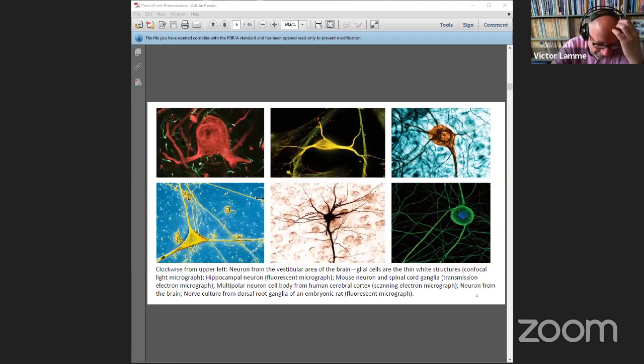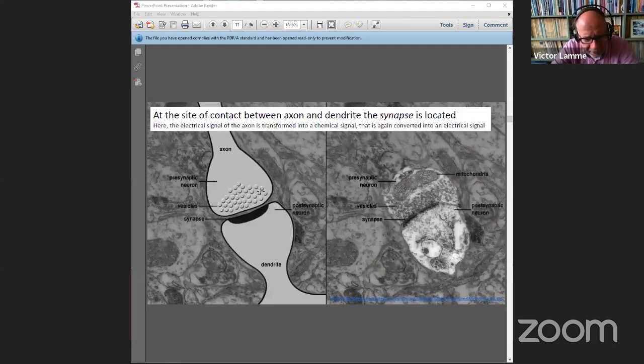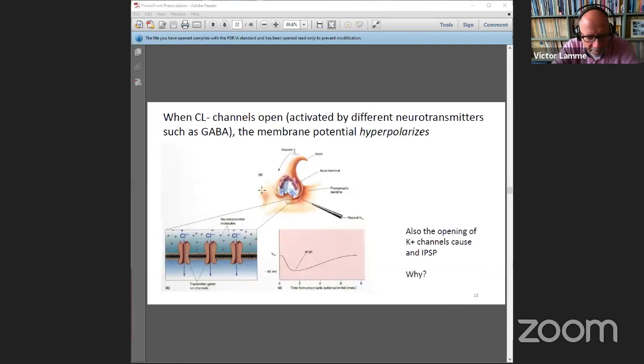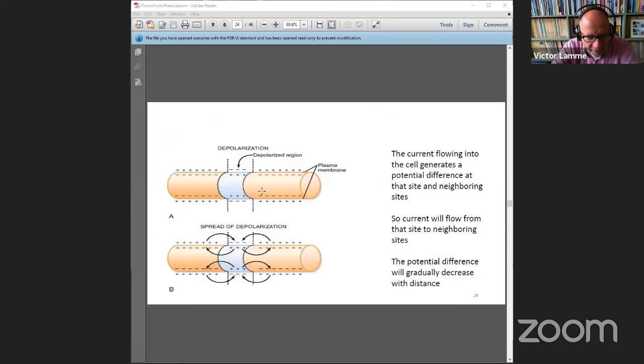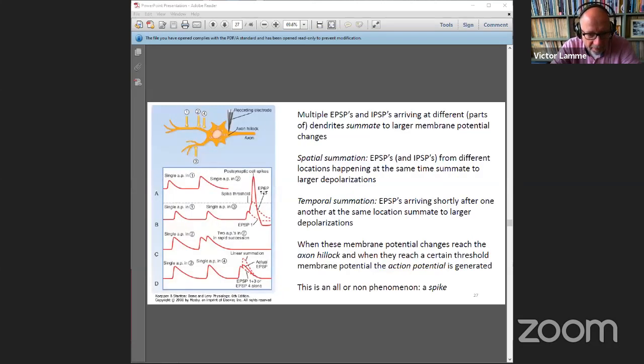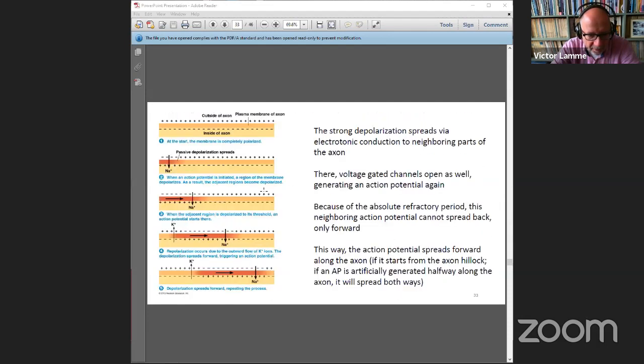Saltatory conduction. Well, in order to understand saltatory conduction, you first, of course, have to understand the normal way in which the action potential proceeds over a neuron, which is explained here.